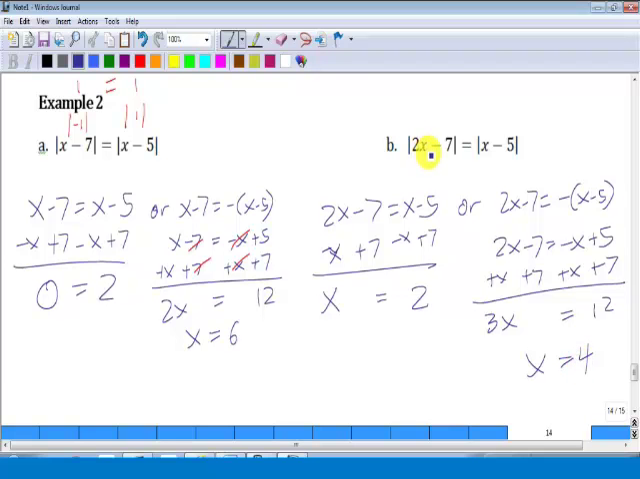2 times 2 is 4. 4 minus 7 is negative 3. 2 minus 5 is negative 3. This is a true statement. They both have an absolute value of 3.